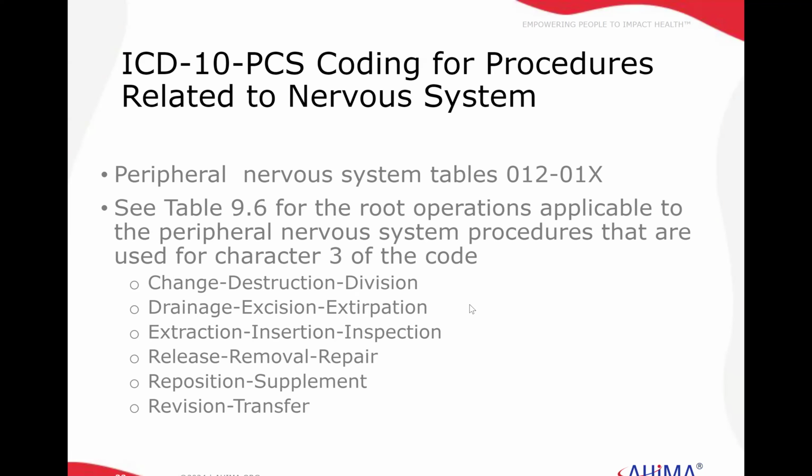Now we get into the peripheral nervous system. This starts in table 012 and goes through table 01X. And we see a lot of the same root operations, right? But before we get involved in that, let's take a look at that table.